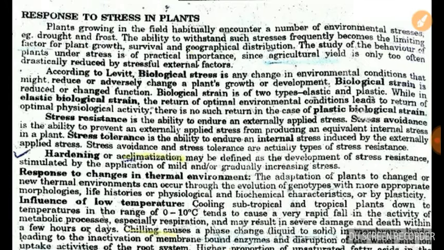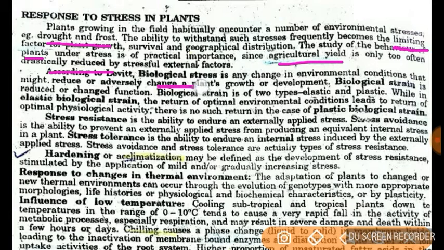As I have told you, the stress conditions are drought and frost. And stress becomes a limiting factor, affecting plant growth, survival and geographical distribution. मतलब स्ट्रेस के कारण कुछ चेंजेस आ जाते हैं प्लांट्स में, है ना. तो we can also relate to the agricultural yield, that the output is drastically reduced, बहुत कम हो सकता है ना, due to these stressful external factors.